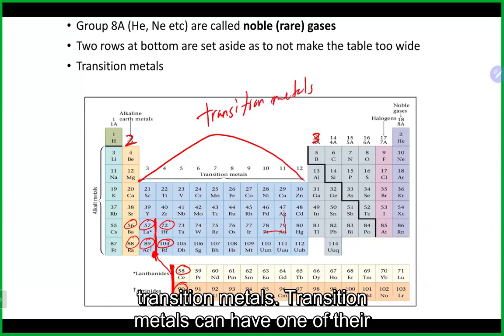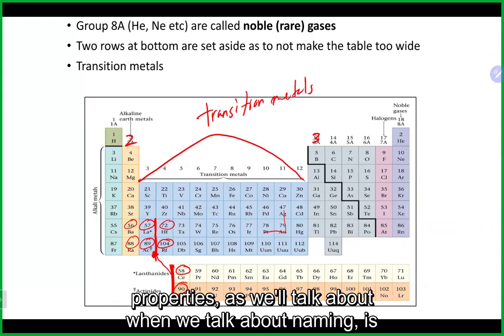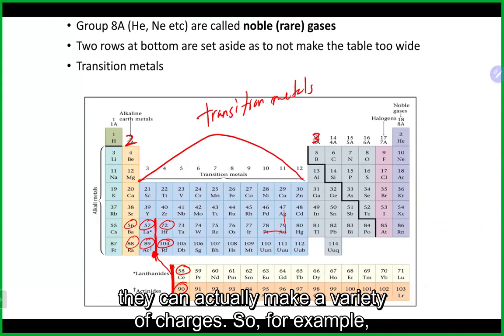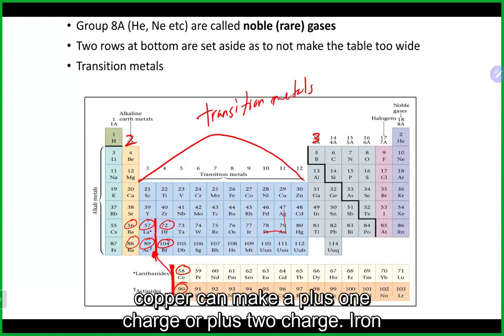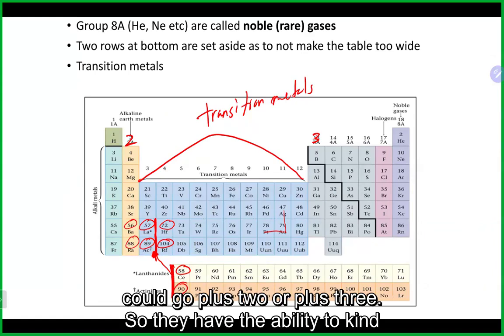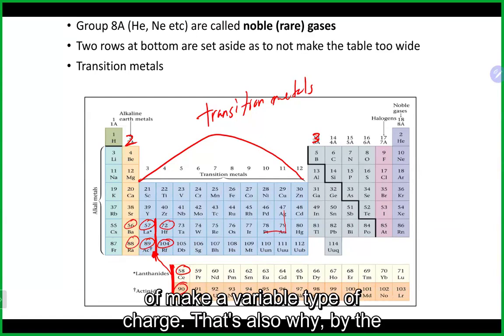Transition metals have one property, as we'll talk about when we talk about naming: they can actually make a variety of charges. For example, copper can make a +1 charge or a +2 charge. Iron could go +2 or +3. So they have the ability to make a variable type of charge.